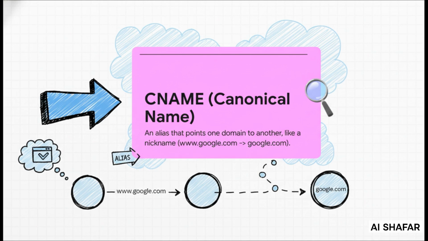Then you have something called a CNAME record. Think of this as just a nickname or an alias. So for example, it can tell the internet that www.google.com is just another name for the main google.com. That way, they both end up going to the exact same place. It's super useful.